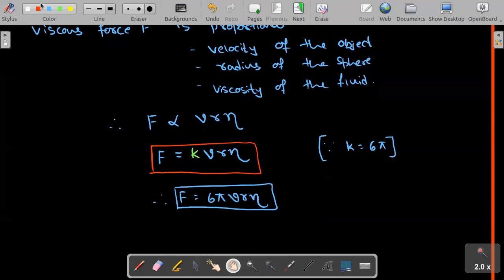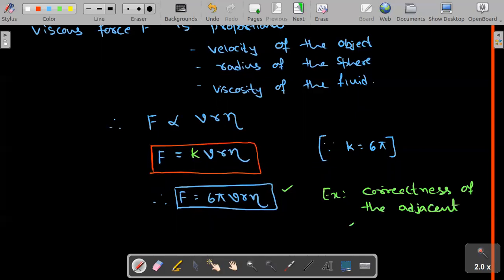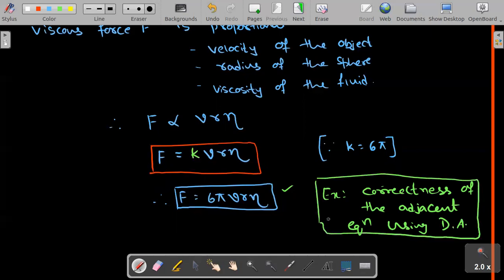As an exercise, everyone try to check the correctness of this equation using dimensional analysis. Whether the given equation is dimensionally correct or not, check it using dimensional analysis. This is your homework. Please do this. Stop here.